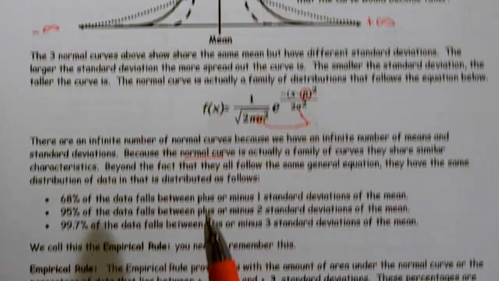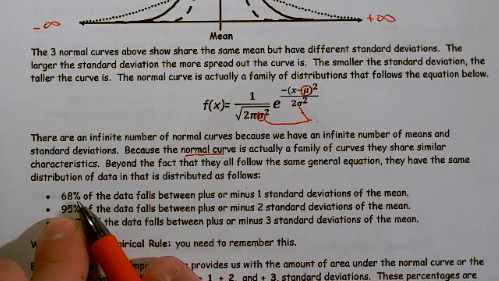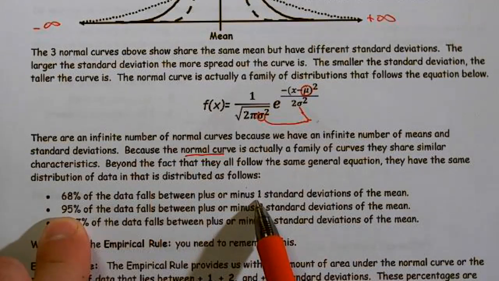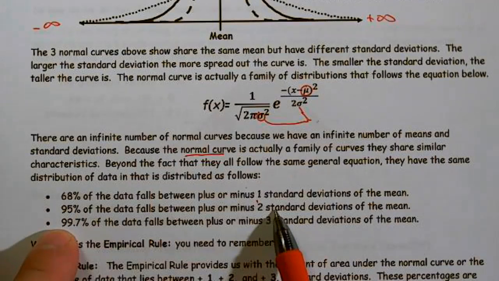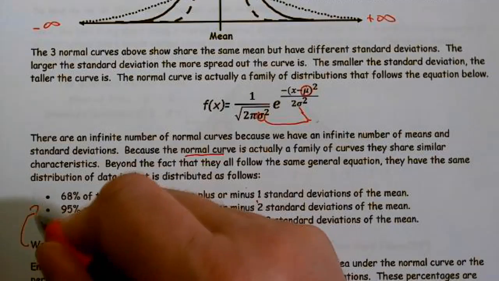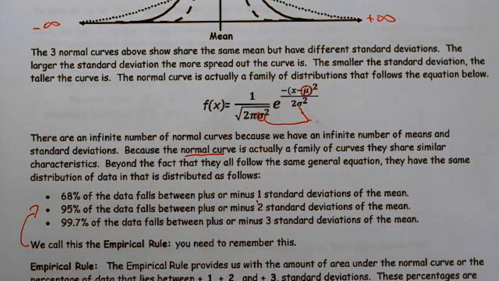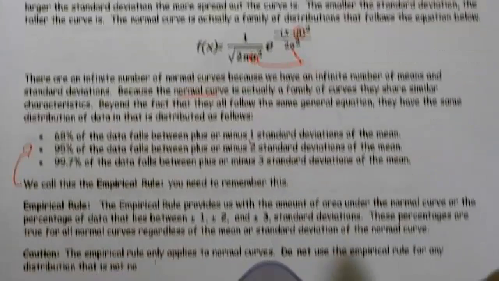However, all normal curves follow this general rule. Now, this is a rule of thumb. In other words, it's close, not perfectly right, but it's really close. 68% of the data is within plus or minus 1 standard deviation, 95% are plus or minus 2 standard deviations, and 99.7% is plus or minus 3 standard deviations. This is known as the empirical rule, all right? And you need to memorize that. That's one thing, please memorize.